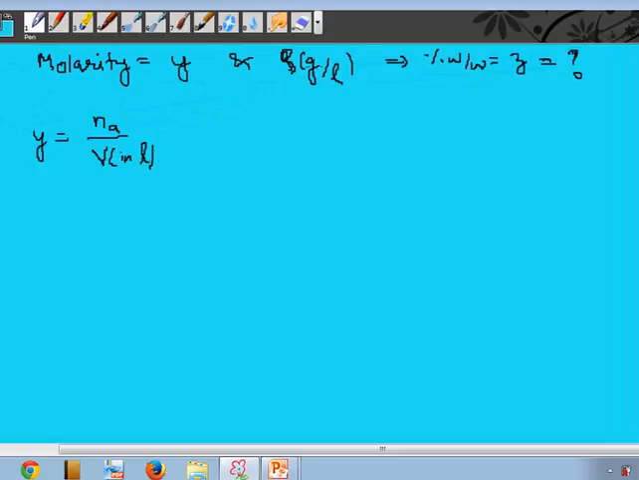Right, density. What is density? Density is gram per liter, that is, the total mass of solution W. It is not the mass of solute or mass of solvent. You have the density of the solution, so what you use is the mass of solution. So density of solution is mass of solution divided by volume of solution.